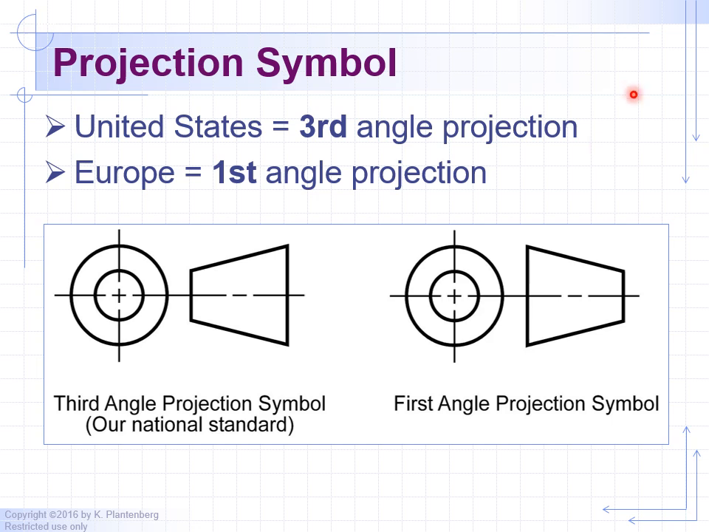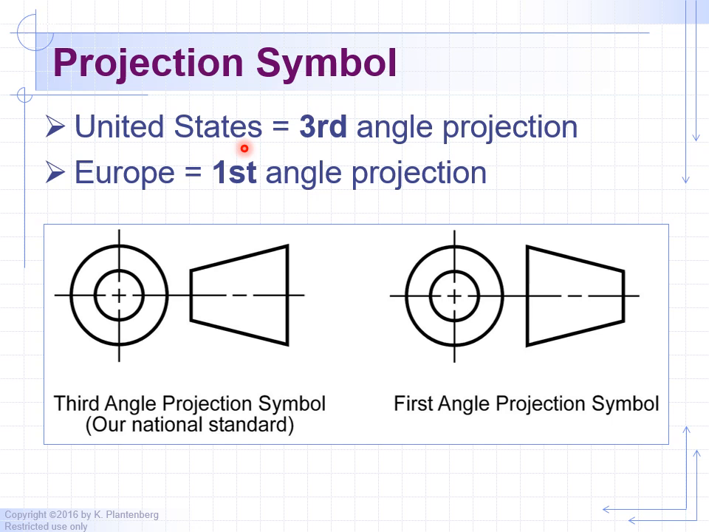So in our case, if we have an object like this, this is the front view, this is our right side view, is going to be as if a person is on the outside looking at the right side of the object. So this is a conical surface, and this is the right side of the cone. That's what's done in the United States, and that's going to be the standard for all of our drawings in this class. But keep in mind, in Europe, they actually use first angle projection.